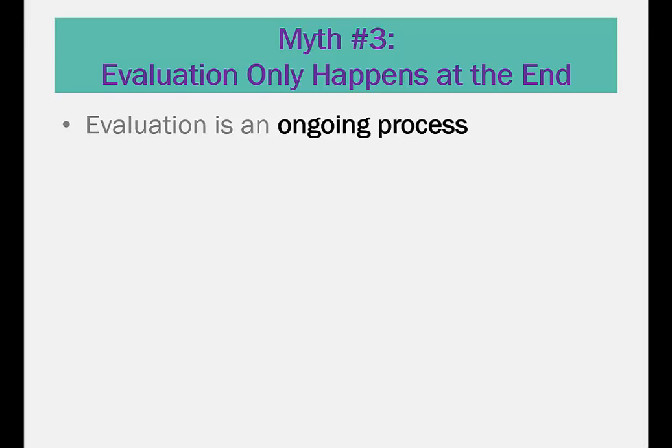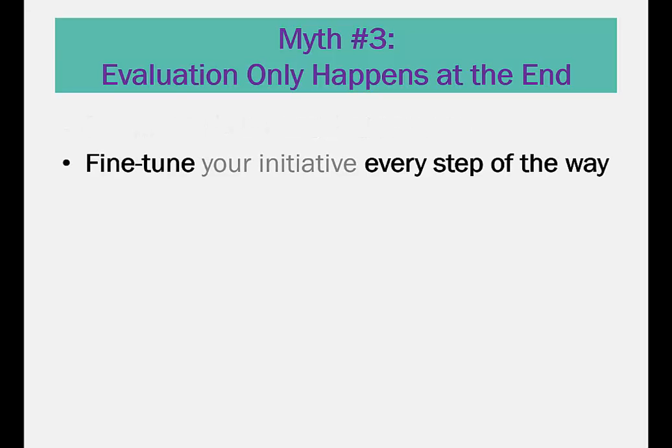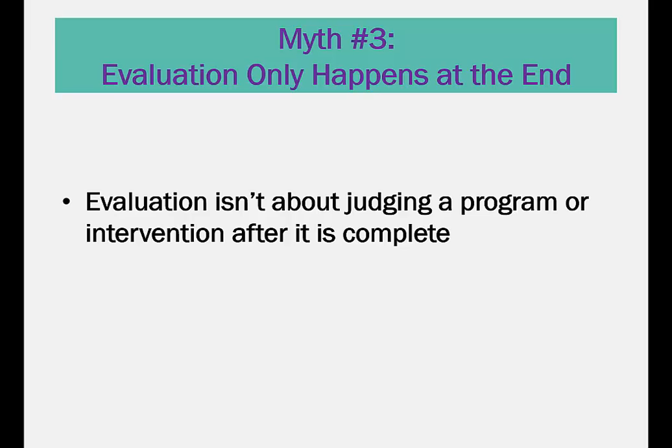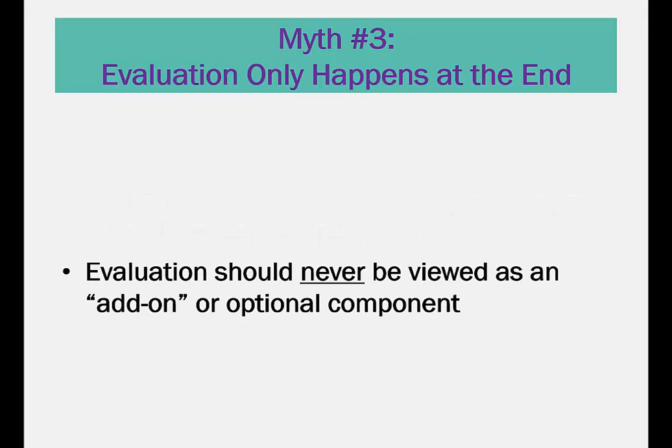Evaluation is an ongoing process that begins as soon as the idea for an injury prevention program is conceived. It is important to fine-tune your initiative at every step of the way so that you can make any adjustments needed and avoid surprises later. Evaluation isn't about judging a program or intervention after it is complete. It should never be viewed as an add-on or optional component.